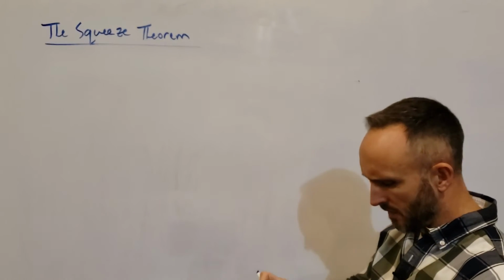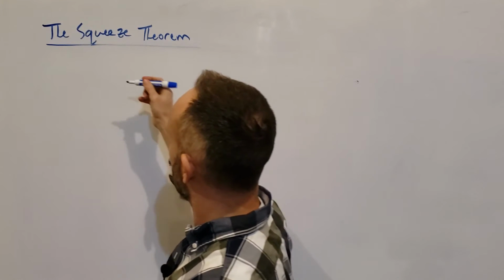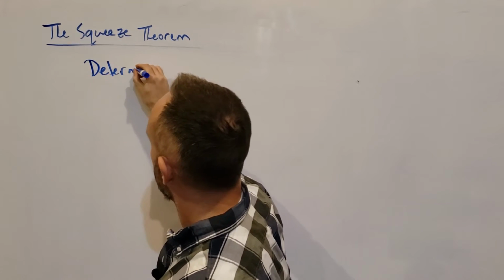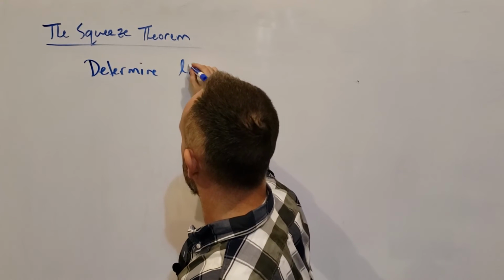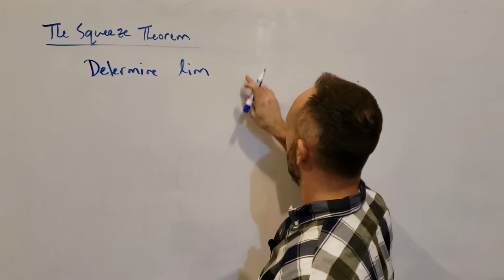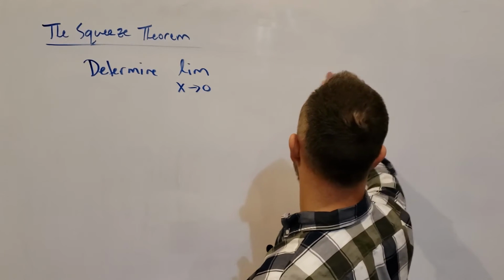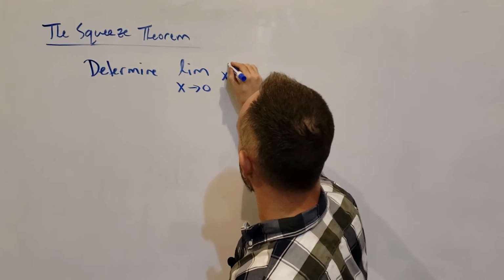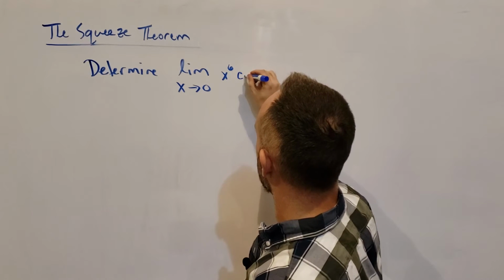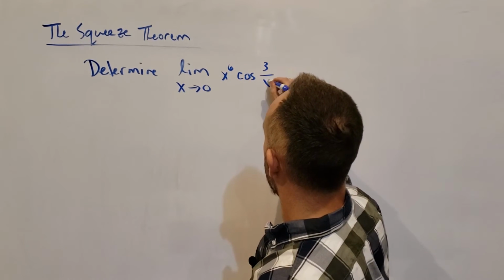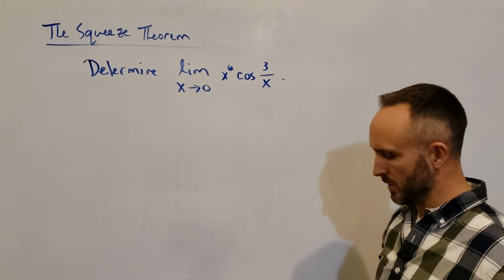Maybe that's not so obvious. Let's determine the limit as x approaches 0 of x to the 6th times the cosine of 3 over x. So this is kind of a weird one.